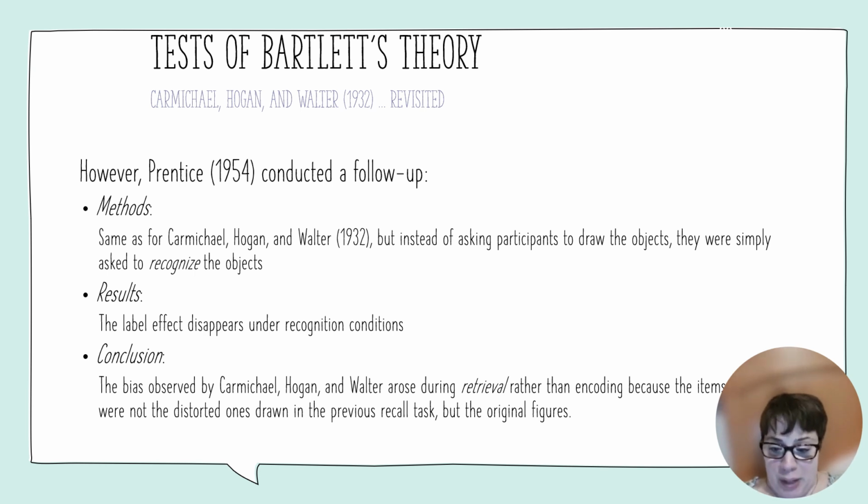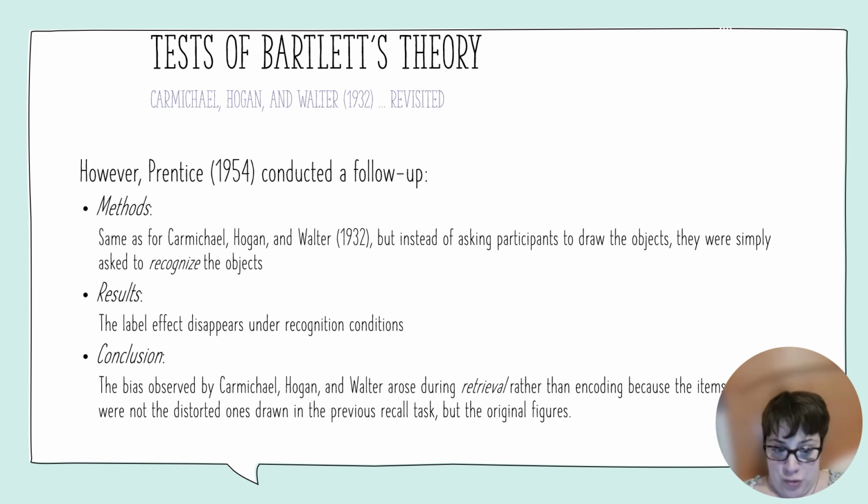So they were shown either prototypical glasses or dumbbells or the original image, and they were asked which one is most similar to what they saw. They found that the label effect disappeared under recognition conditions, right? So they correctly identified the original objects rather than incorrectly identifying the dumbbells or the glasses as being the closest representation of the object they saw, right?